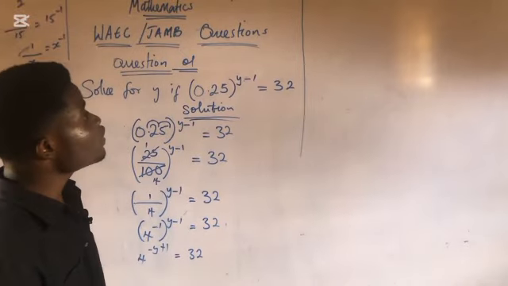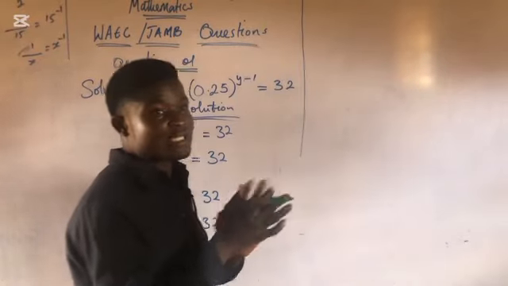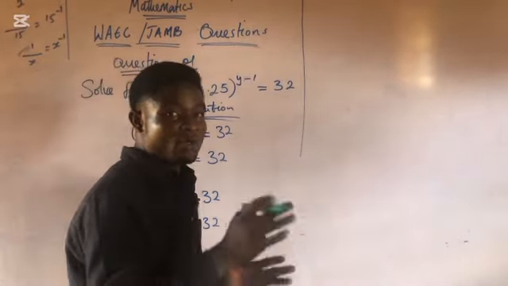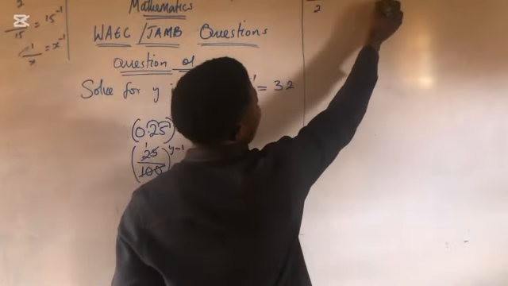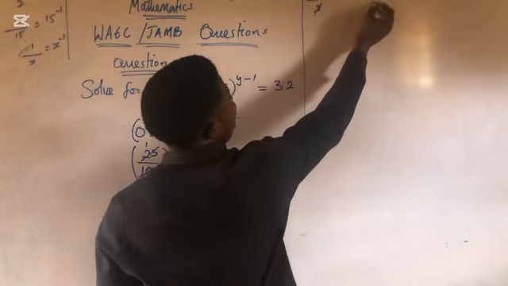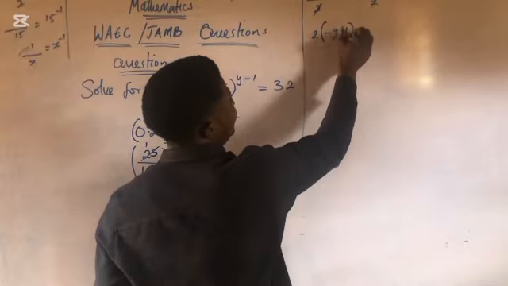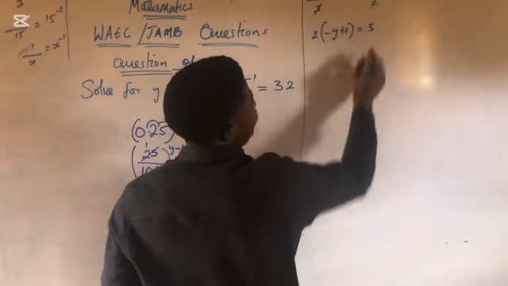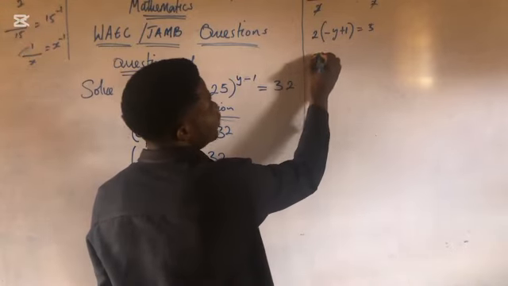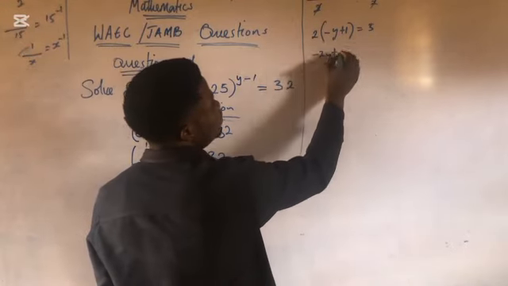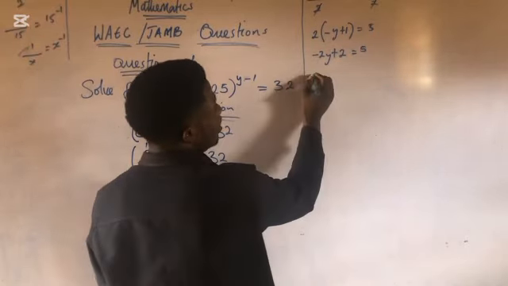What do we do next here now? See, now the bases are equal. I'm going to divide both sides by the base, which is 2. What do you have left? 2 open bracket minus y plus 1 close the bracket is equal to 5. Expand this: 2 times minus y is minus 2y, plus 2 times 1 is 2, is equal to 5.